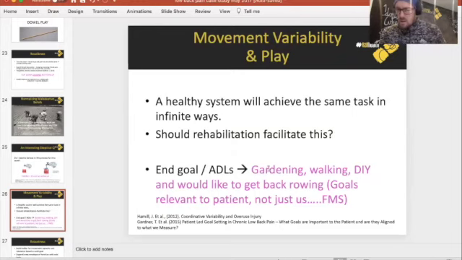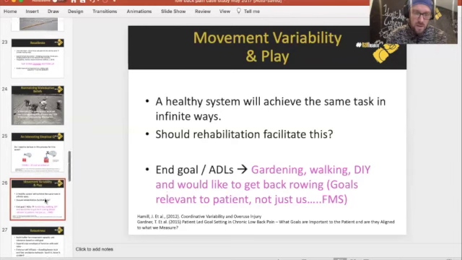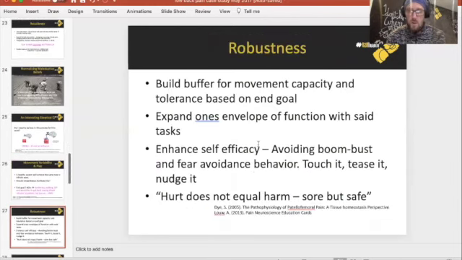So this, when we're looking at the needs analysis of the things that we want to start doing with our exercises, we look at gardening, we look at walking, we look at bending, the DIY, and we say, right, that task looks like it needs to be bent down and needs to be able to move in these ways and awkward positions and with a certain amount of load to pick things up, and that's going to help us pick things that we're going to put into our program that helps us support him to build a buffer for movement capacity and tolerance based on the things that he needs to be able to do.